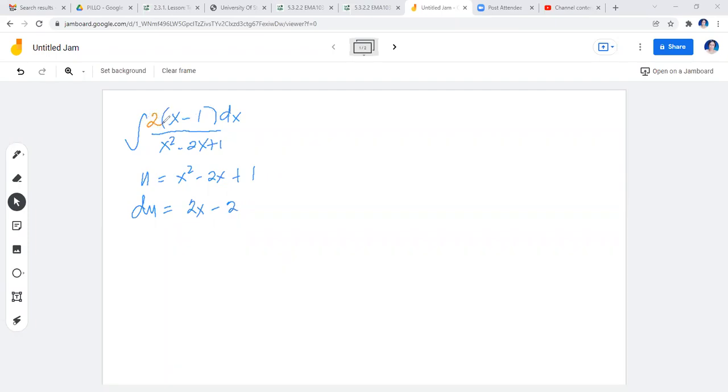2x minus 2. You introduce the 2 here, so you should have 1/2 outside. Then this could be evaluated using the ln that we just discussed. So it's 1/2 ln of x squared minus 2x plus 1. See, that's it. However, there's a much simpler process of doing this.